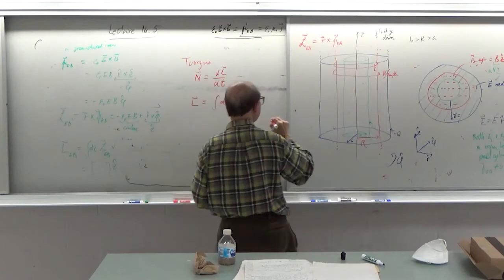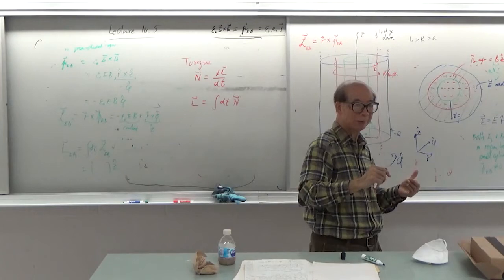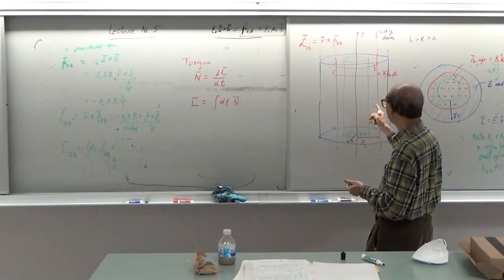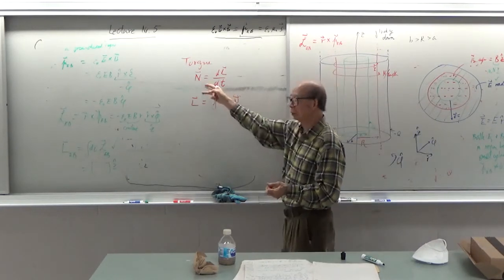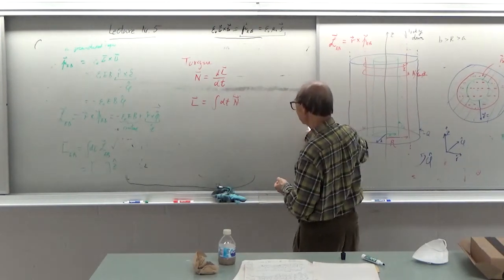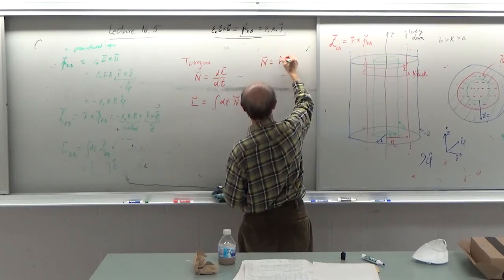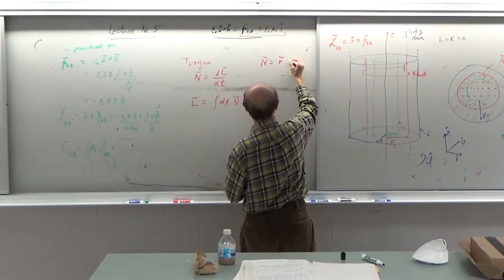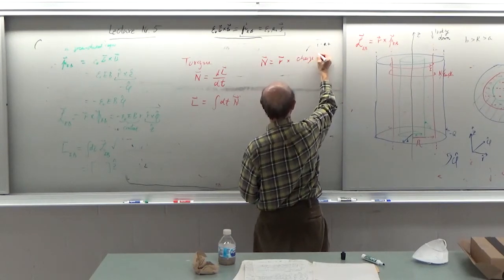To start with, we know that these two cylindrical shells carry charge. So if there's an electric field E acting on those two shells, then potentially it will contribute to the torque. So N is given by the moment of force, and the force is charge times the electric field E.